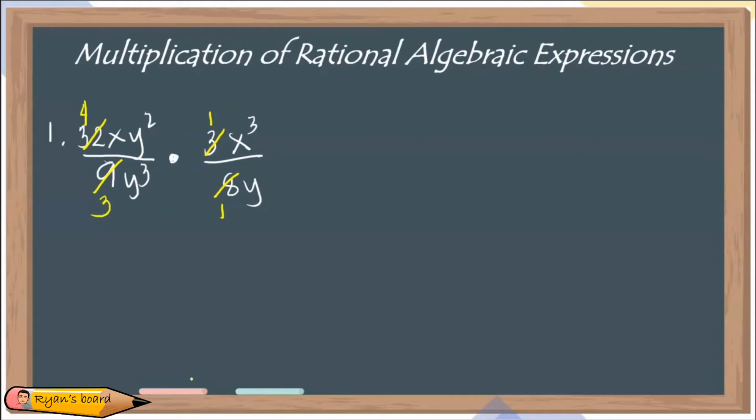Okay? Now, kahit na-cancel out mo na, kung pwede pang i-cancel, i-cancel it. Pero at this point, wala na. Yung 4 and 3, wala na tayong pwedeng i-divide. Of course, maliban sa 1, ito, 1 na lang yan. Wala na tayong pwedeng i-divide, no? Maliban sa 1, of course.